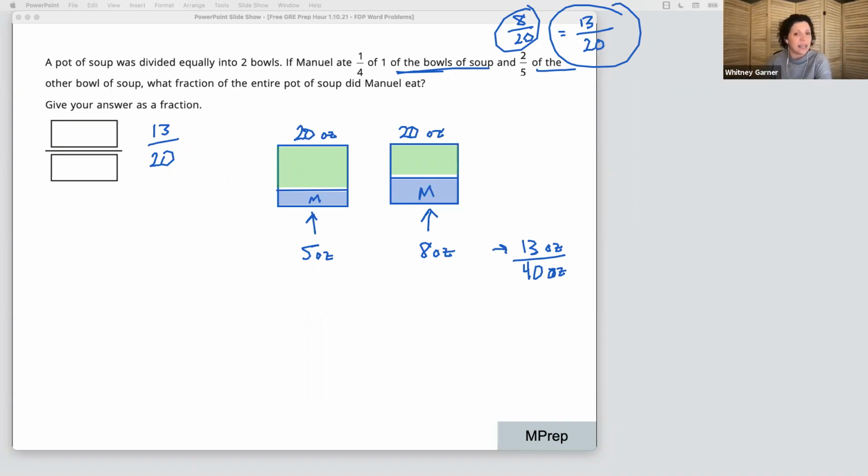Actually, I want to see if anybody would be willing. Maybe, Brittany, you can help me here. So in this first bowl, each one of these boxes is a bowl. In this first bowl, Manuel ate a quarter of the ounces. So if Manuel is eating 1/4 of the 20 ounces available, how much would Manuel be eating? And this little blue represents the 2/5 of this bowl of soup.